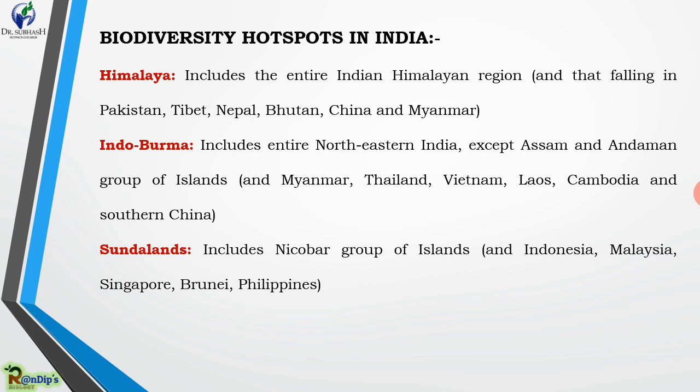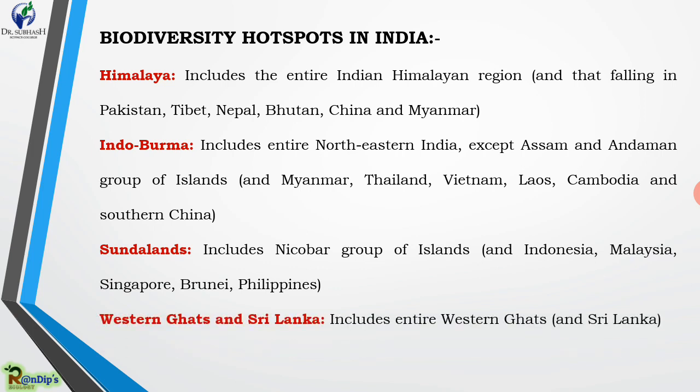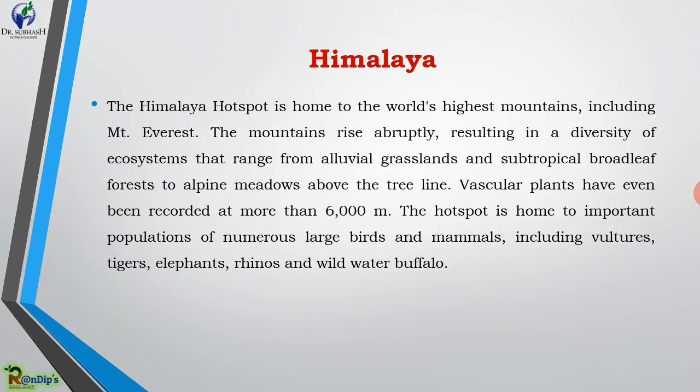Fourth one is the Western Ghats of Sri Lanka. It covers Maharashtra, Tamil Nadu, Karnataka, and Kerala, four different states. The Western Ghats are in India, and in this area also there are so many species of endangered plants and animals. So these are the main four hotspots of biodiversity in India.